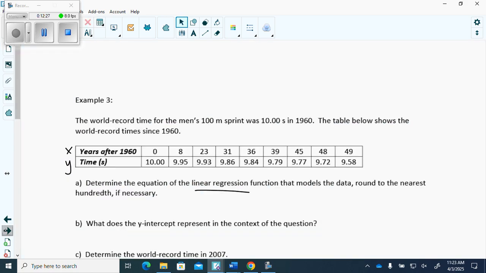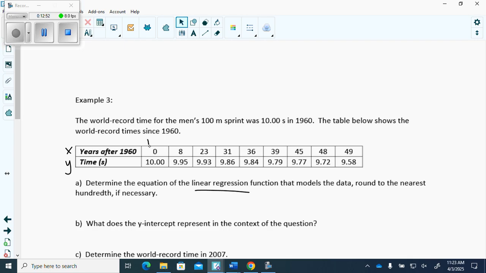Once again, it's a linear regression. What's the very first thing we do before we start this question? Go to Y equals, clear them out, and then read it. The world record time for the men's 100-meter sprint was 10 seconds in 1960. The table below shows the world record since 1960. They're getting faster, obviously. And it follows a linear regression. So get yourself a linear regression using this exact data.